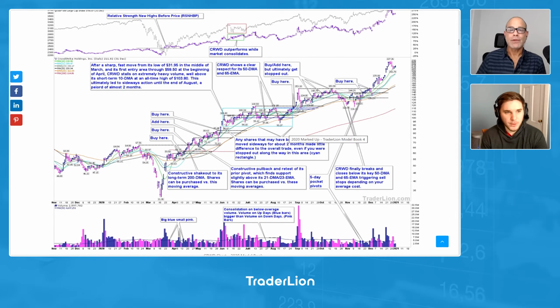And why don't we start with the reaction during the March crash and how the relative strength line was performing, because definitely this kind of tipped you off that this could be a potential leader even before the market followed through.